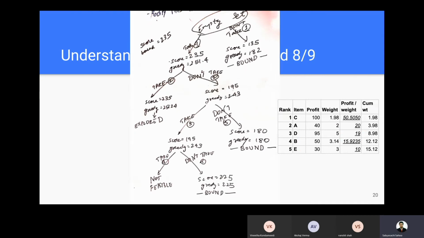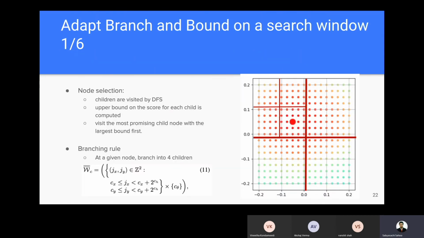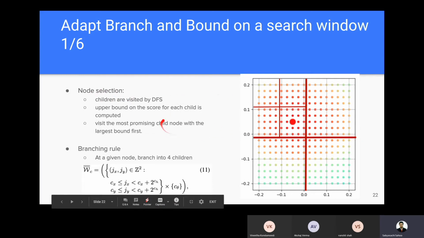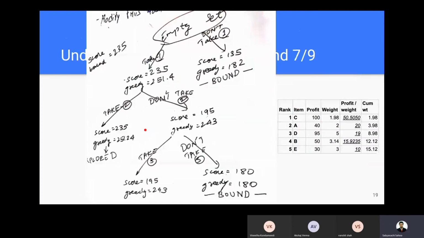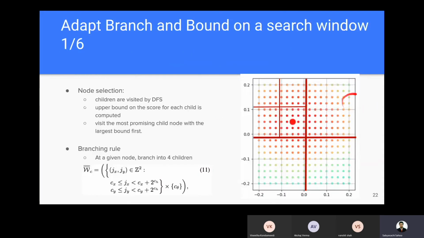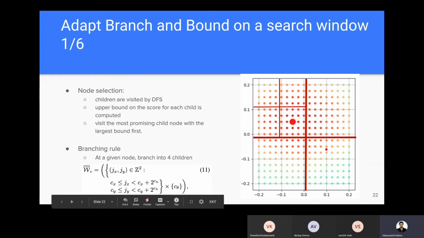So how do we do that? We have gone through how branch and bound works. Now our goal is to do node selection. That is, like we were doing there, take one, not take. We would like to visit the children, each partition being called a child, in a DFS similar to branch and bound. And we would again compute an upper bound score for each child, and then visit the most promising node, something similar to what we were doing. On every partition we'll find the upper bound for this partition, this, and this, and whichever gives you the best upper bound, visit further into that.